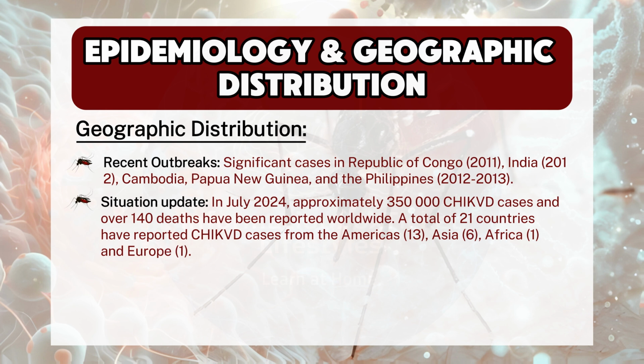Situation update. In July 2024, approximately 350,000 chikungunya virus disease cases and over 140 deaths have been reported worldwide. A total of 21 countries have reported chikungunya virus disease cases from the Americas, 13, Asia, 6, Africa, 1, and Europe, 1.